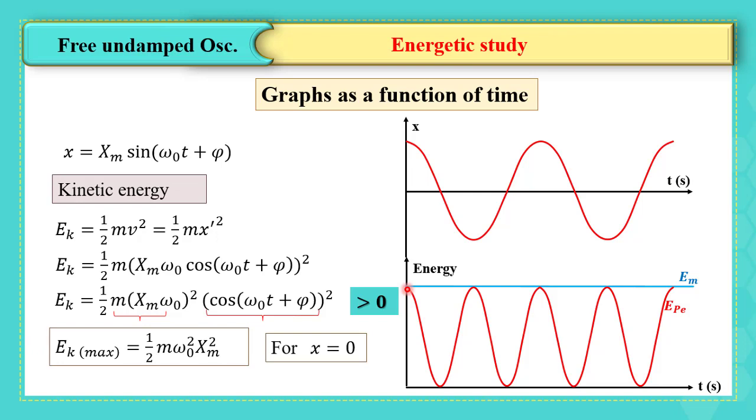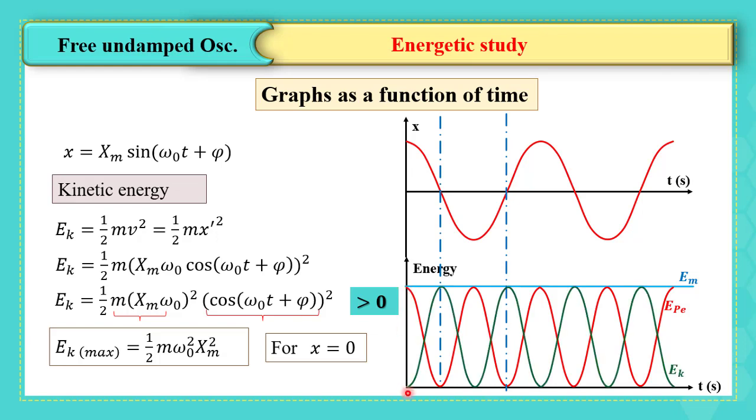And for x equals 0, we can find that the potential energy is 0, thus the kinetic energy should be maximum. While it starts from maximum x, it means that v is 0 and the kinetic energy starts from 0. Whenever one of these two energies, elastic or kinetic, is 0, the other is maximum, and all the time their sum is equal to the mechanical energy.